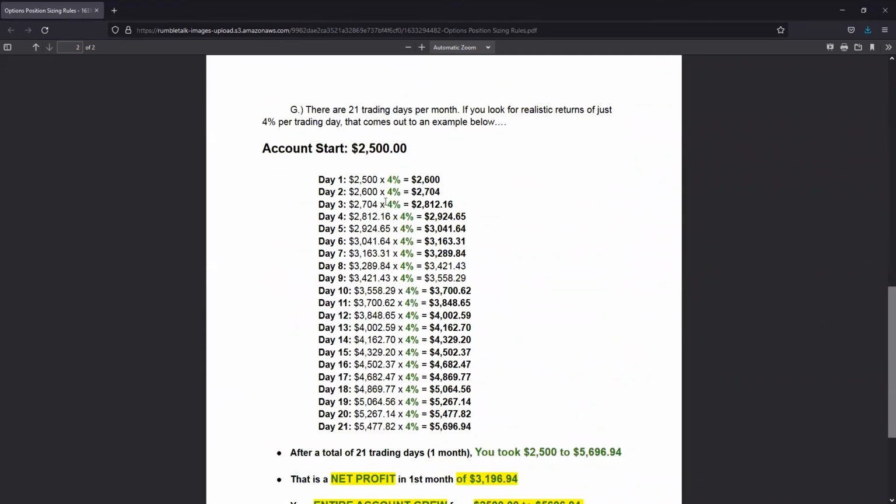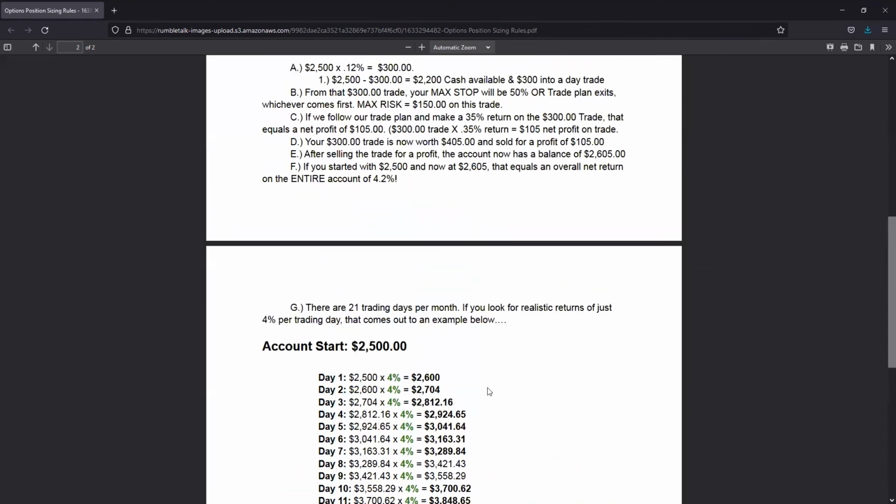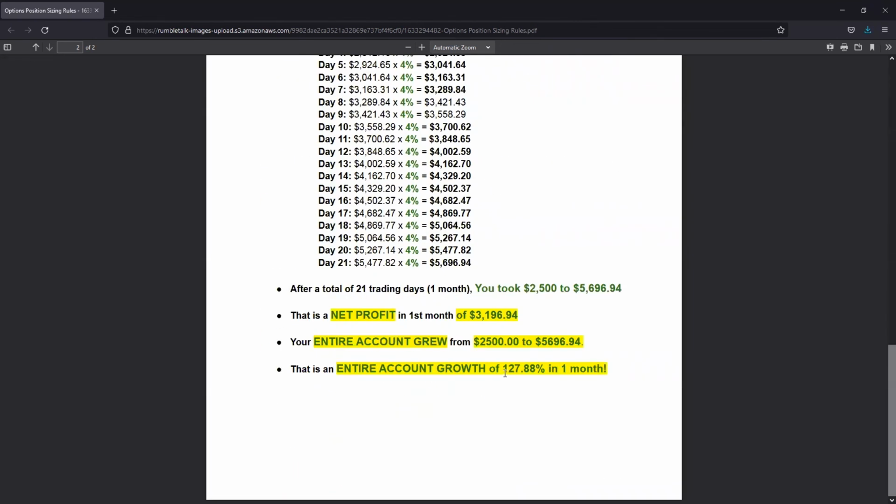Print this out and look at this each day, because if you're okay in your head, mentally prepared for $100 profit per day, look at where you take that 2,500 by day 21, because there are 21 trading days. By targeting those smaller returns, you're taking that 2,500 into $5,696.94. And over the course of the month, that's an overall return of over 127%.